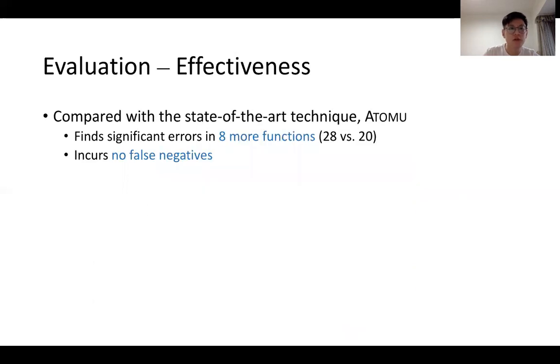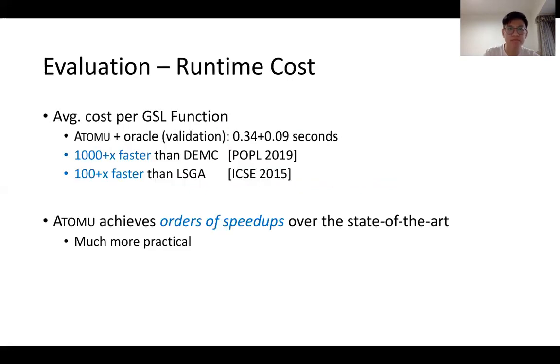Also, when compared with the state-of-the-art technique, DEMC from last year, our approach finds significant errors in 8 more functions, which is a 30% improvement, and at the same time incurs no false negatives. At the runtime cost, Atom needs less than half a second for analyzing one GSL function, which is several orders of magnitude speedup over the state of the art, and which also makes our approach much more practical.